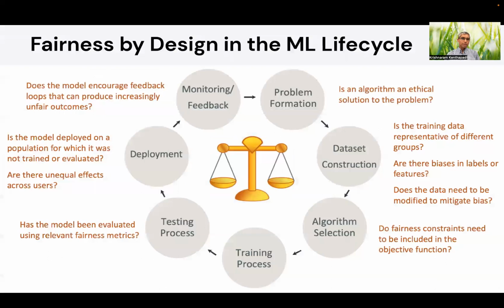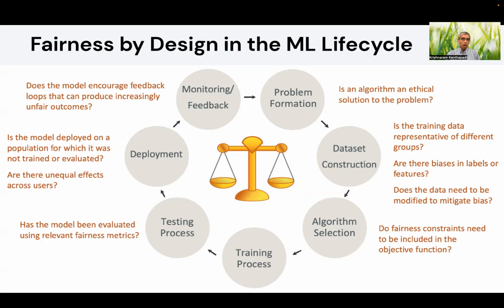So more broadly, we can think of fairness being incorporated into all aspects of the machine learning lifecycle. This starts with the problem formation, asking ourselves whether using a machine learning approach is even desirable and ethical for the specific problem setting. Next, when it comes to data set construction, we may want to ensure that we have data representative of different groups, and if there are any biases in either labels or features, we may want to figure out how to mitigate those biases.